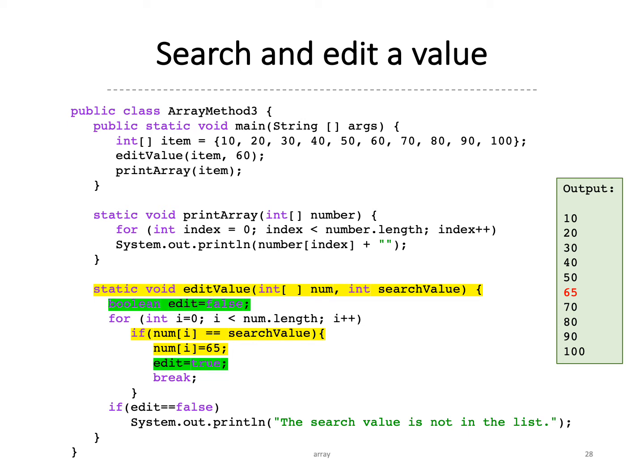If you see here, we have a boolean called edit that initially has the value of false. Once it finds a match, it changes the edit from false to true. It then breaks out of the for loop when it finds the match. So, for this boolean edit, that means if it cannot find a match, the value of boolean edit will always be false. So it will display the search value is not in the list. Otherwise, this if statement will not be executed.